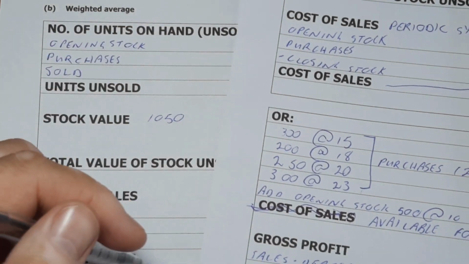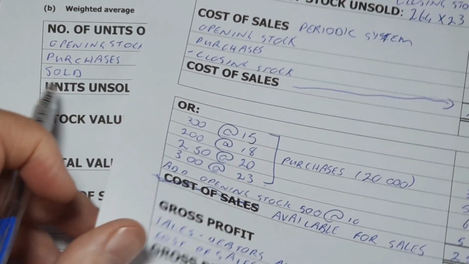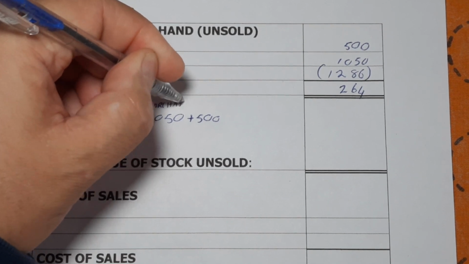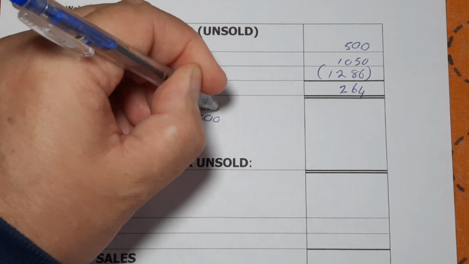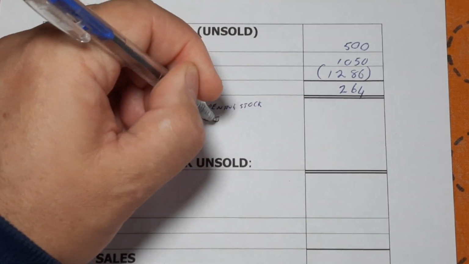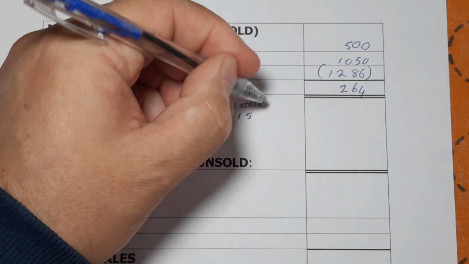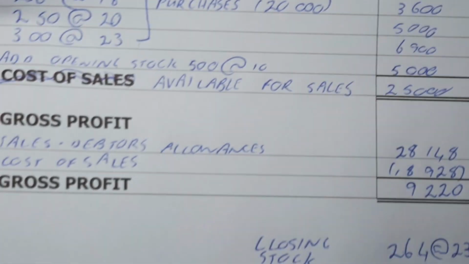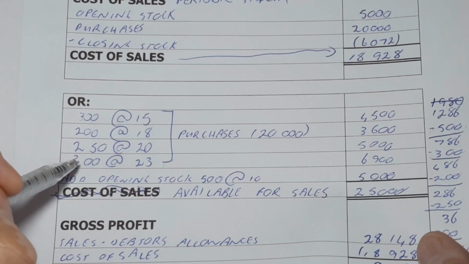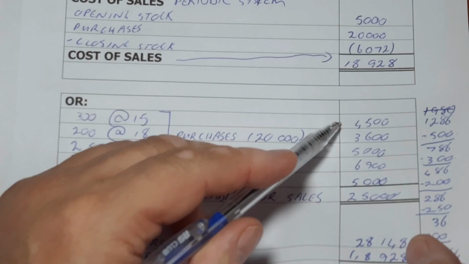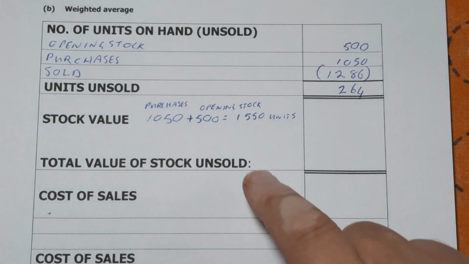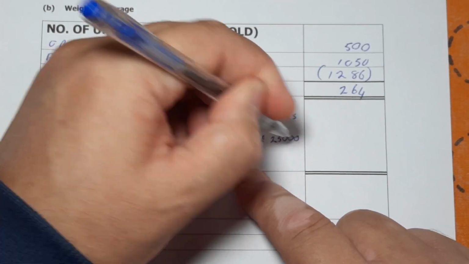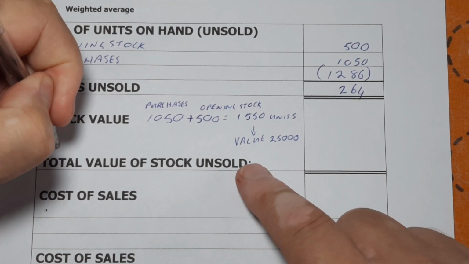Plus we had an additional 500 in opening stock. So this is your purchases in units, and this is your opening stock. That gives you 1,550 units. We had all the units and the opening stock adding up to a value of 25,000.